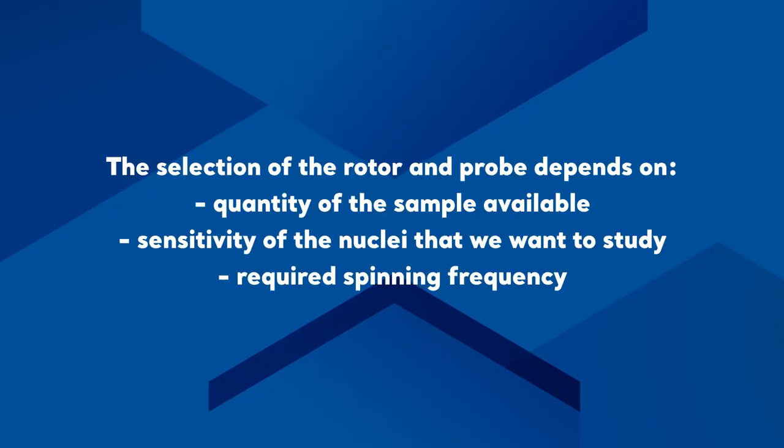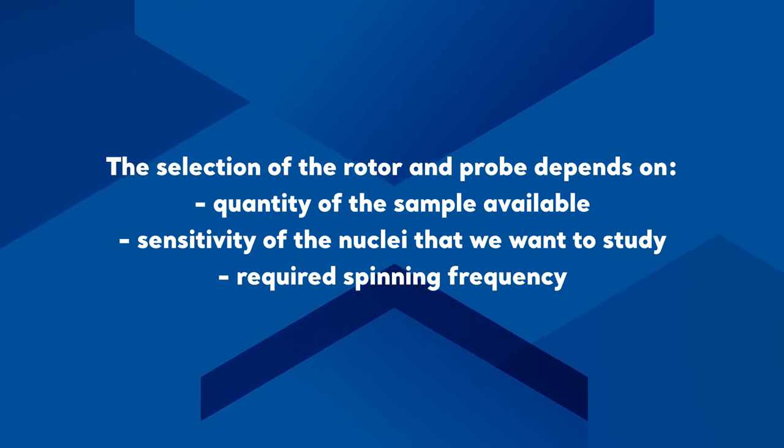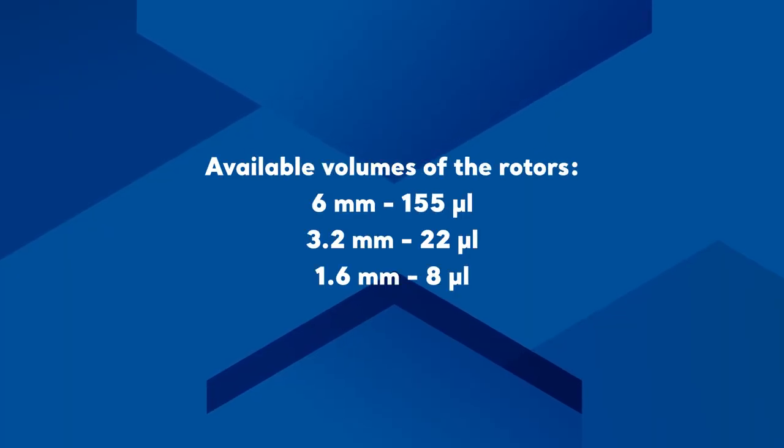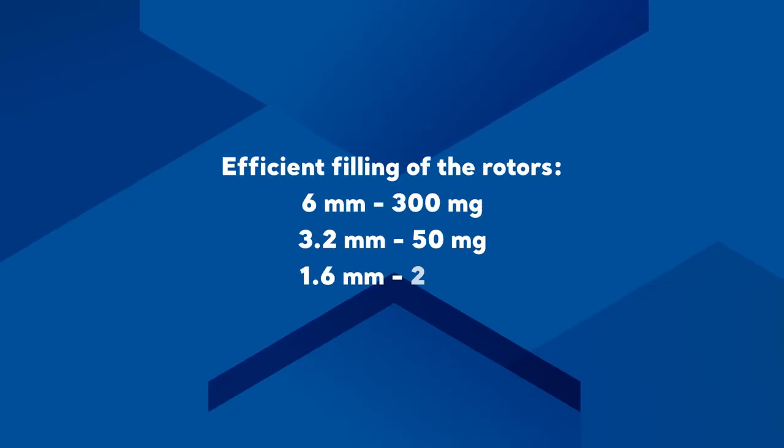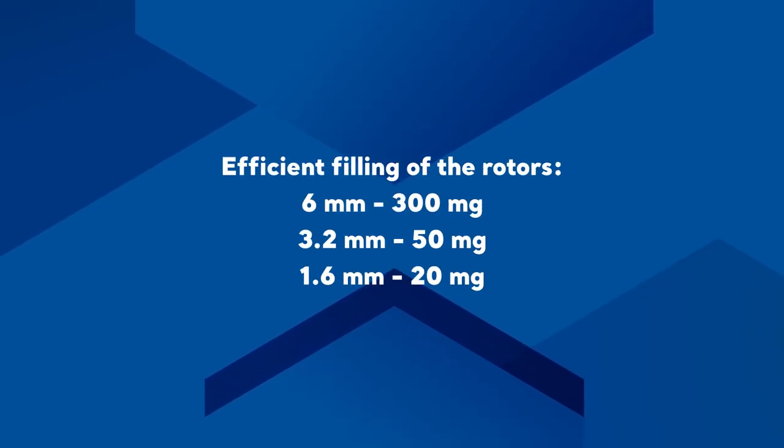The selection of the rotor and probe type depends on the quantity of the sample that we have, the sensitivity of the nuclei that we want to study, and the required spinning frequency. The available volumes of the 6 mm, 3.2 mm and 1.6 mm rotors are 155 microliters, 22 microliters and 8 microliters respectively. For efficient filling of these rotors, we thus typically ask for at least 300 mg, 50 mg and 20 mg of sample for the three different types of rotors.